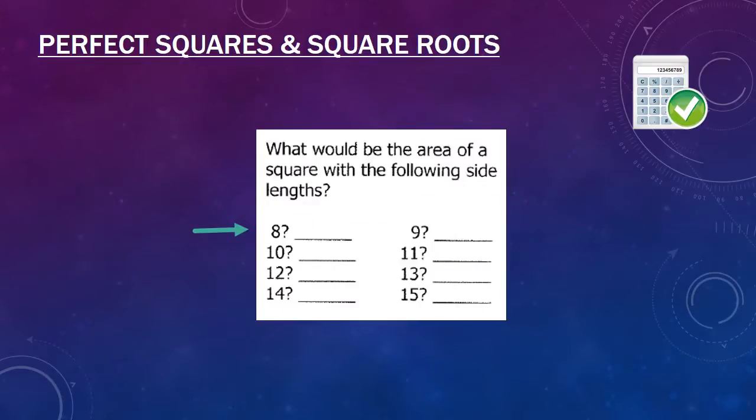There's a little box off to the right, and you can use a calculator for this if you don't know your math facts, but you continue the pattern. So if they said, what would be the area of a square with the following side lengths? Remember, a square has equal sides on the length and the width. So for 8, that's the same as saying 8 times 8. And a little saying that I like to remember to help me remember the 8s is: I ate and I ate and I got sick on the floor. 8 times 8 is 64.